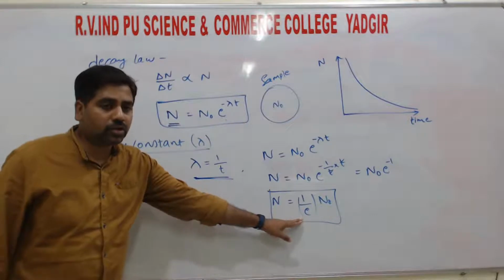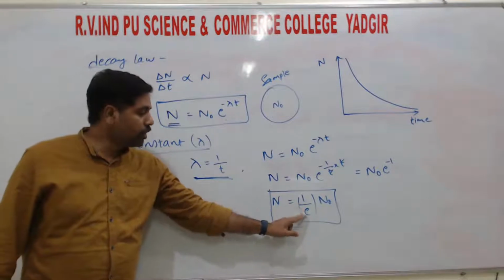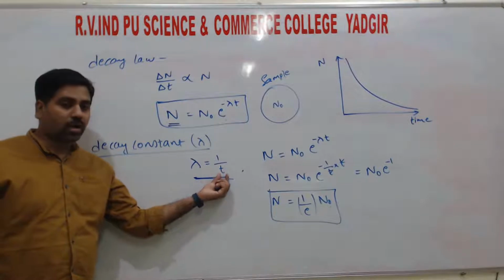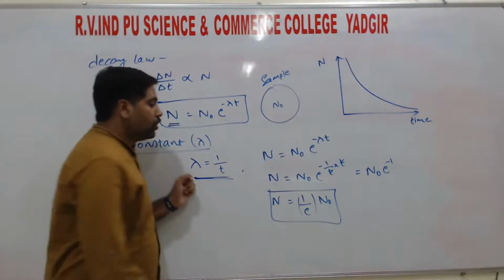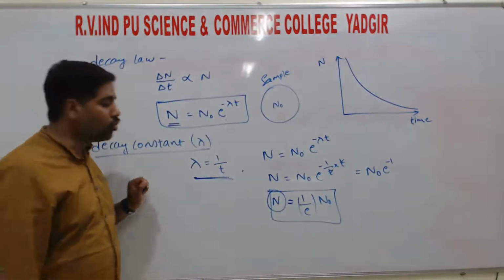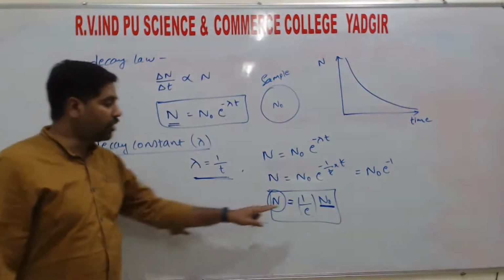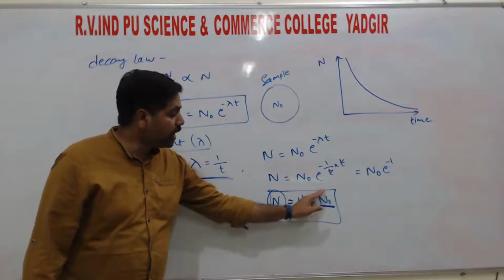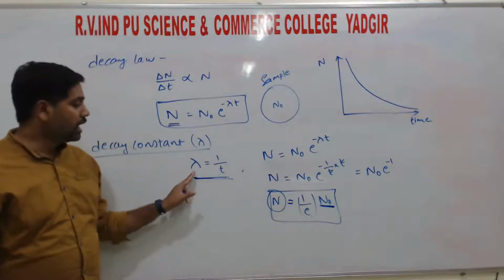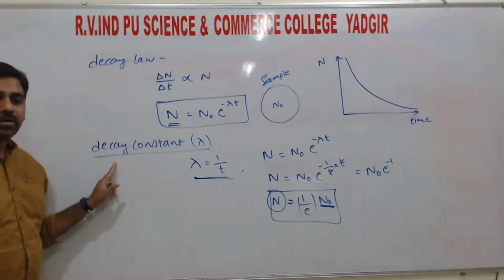So here 1 by e is also a constant, where e value is 2.303, right? So n is equal to 1 by e into n naught. That means when the lambda value is equal to the reciprocal of time, then the nuclei in the sample reduce to 1 by e times of its initial value, where n naught is the initial value, that means the parent nuclei, right? That one we call the decay constant.